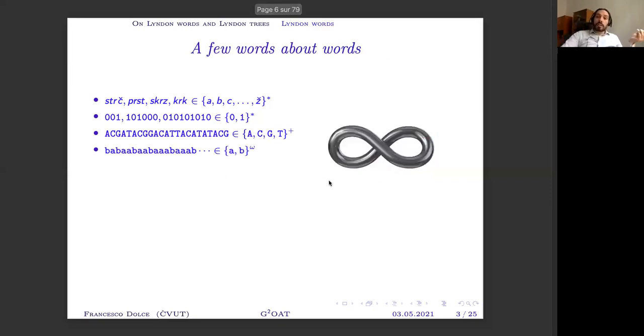And interesting for me as a mathematician, we can not only limit ourselves to finite words, as in the examples before, but also consider infinite words. This is an example of a binary right-infinite word on the alphabet AB. Here, of course, it's just the prefix. Since it's infinite, I cannot represent all of it on the slide.